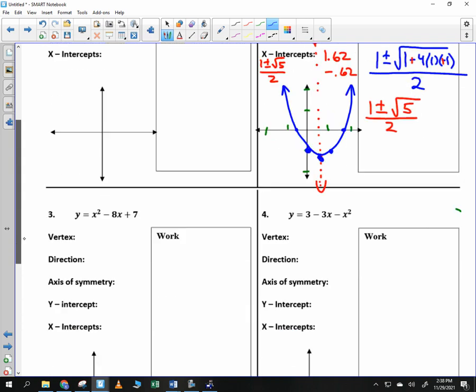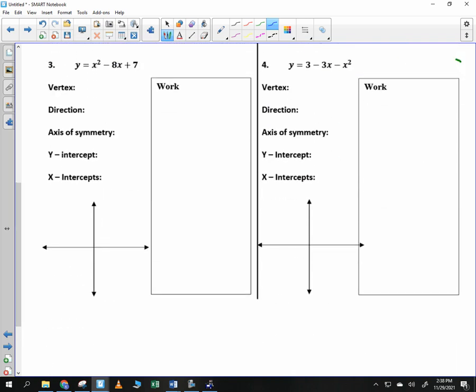All right, let's try the last one together. What makes this more difficult than the others? It reads negative x squared minus 3x plus 3. So this is not written in what we call standard form, so we switch it around. Let's do the two easy parts. What's the direction? Very good. It is down.